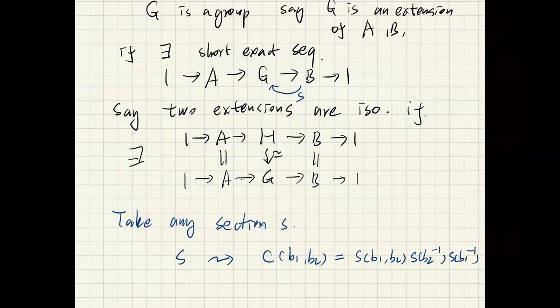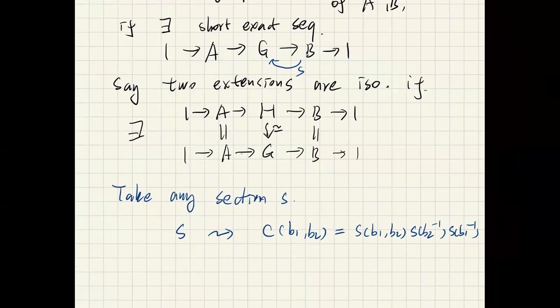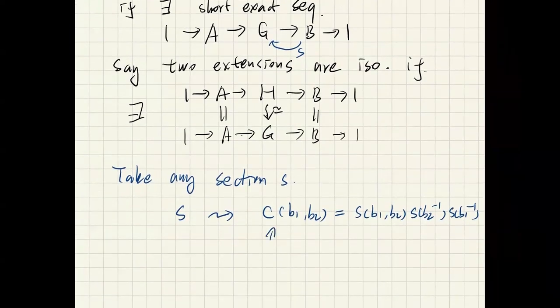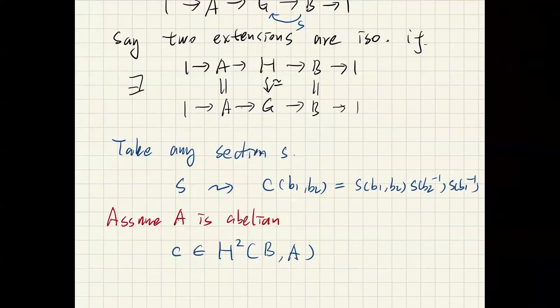So it measures the discrepancy of S from being a group homomorphism. Okay, if S is a group homomorphism, then this function is identically zero, identically 1, a constant function, and so this one will give you an element in H2. Somehow for the theory to work perfectly, we should assume that A is abelian. So then this C is an element in H2 of the group homology of B with values in A.